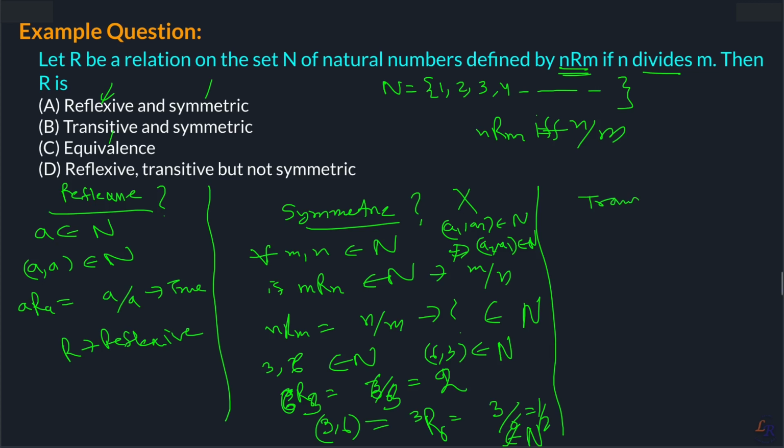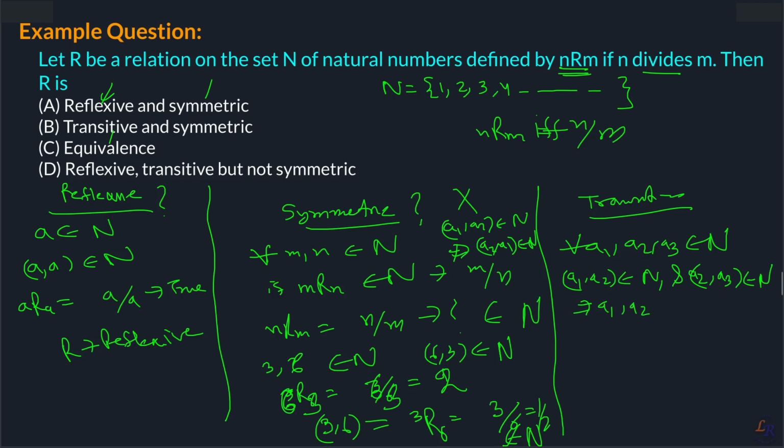Now let's say we check if it is transitive. So for every a1, a2, a3 elements of natural numbers, if it is transitive, it means that if (a1, a2) is an element of R and (a2, a3) is an element of R, then it should imply that (a1, a3) is an element of R, question mark, right? So this you have to check.